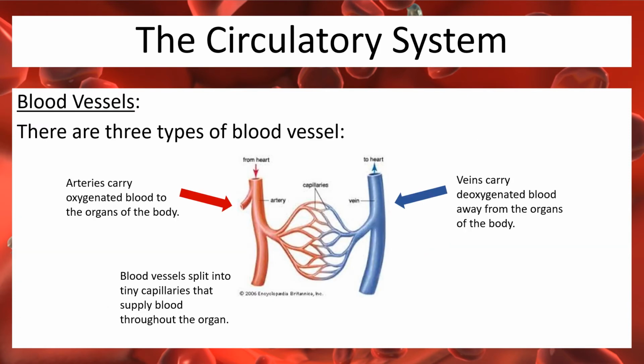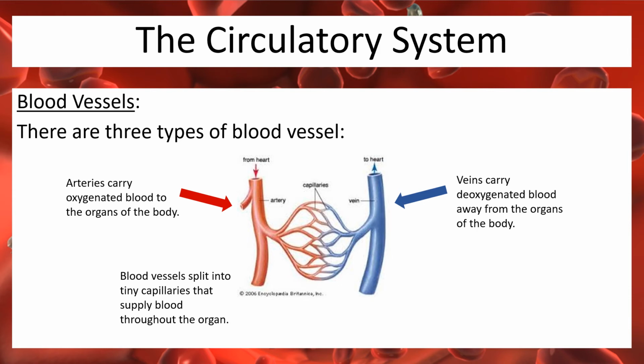So using that convention from the previous slide about red and blue representing oxygenated and deoxygenated blood, this allows us to have a look at this diagram now and understand the three types of blood vessel. So on the left hand side there, so it's the other way around to the last slide, we've got arteries and they're carrying oxygenated blood to the organs of the body from the heart. On the right hand side there, the veins are carrying deoxygenated blood away from the organs of the body and to the heart, so they need to go and collect more oxygen.